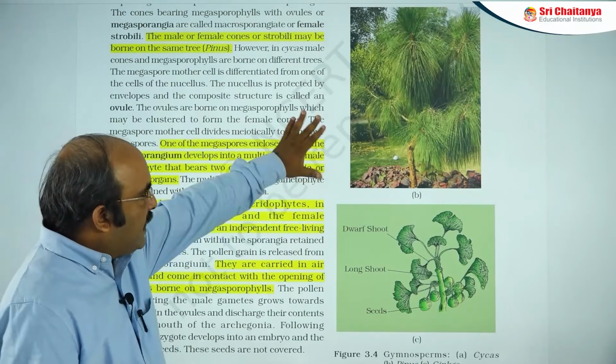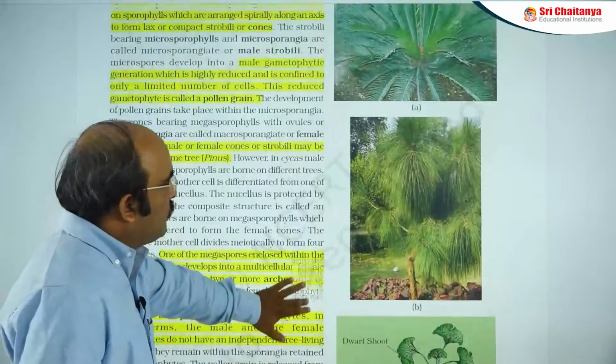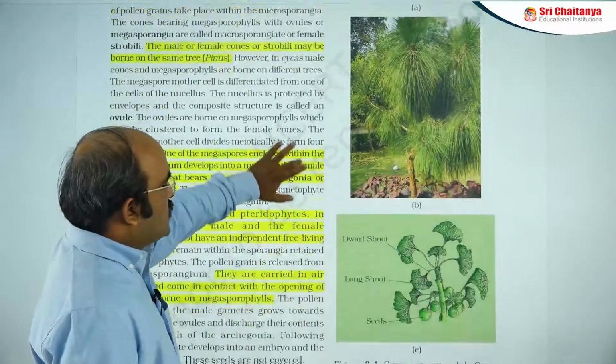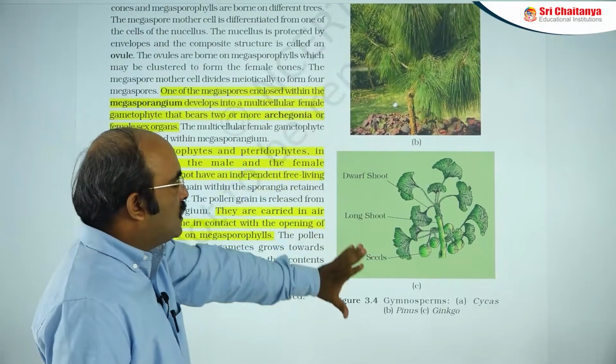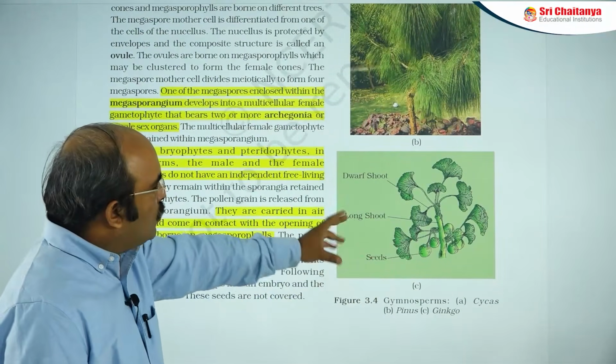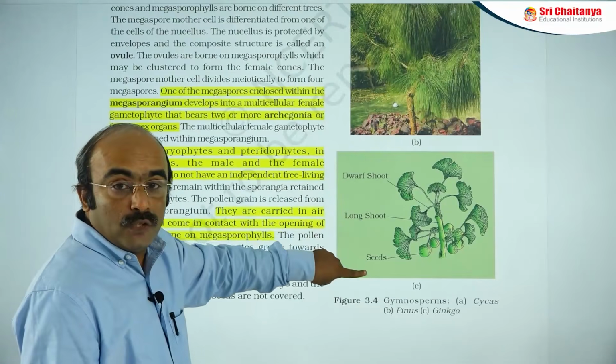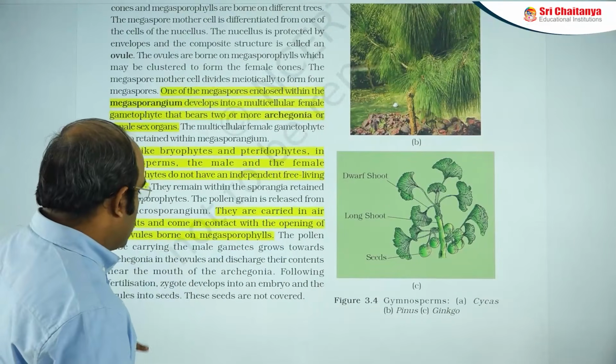So these are the diagrams that you could observe here. The first one is Cycas, the second one is Pinus, the third one is Ginkgo. Here you could notice long shoot and dwarf shoot along with seeds that are shown.